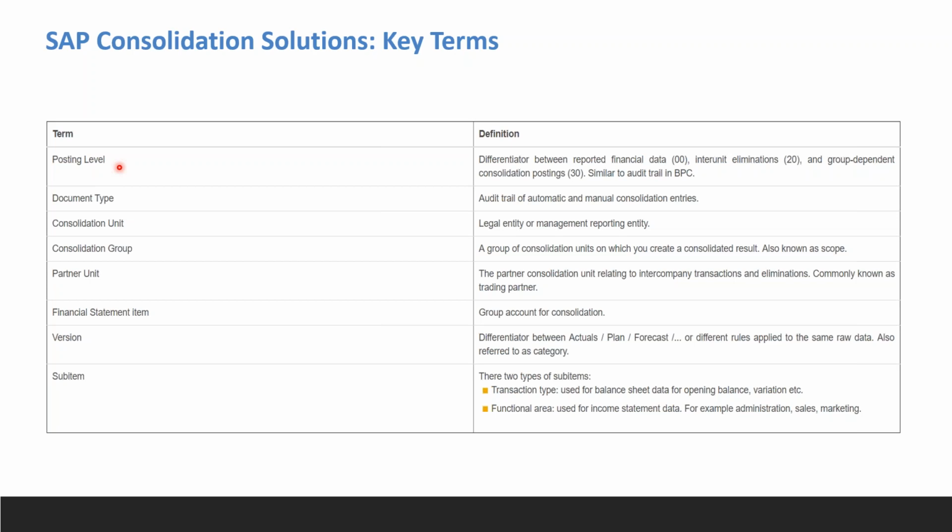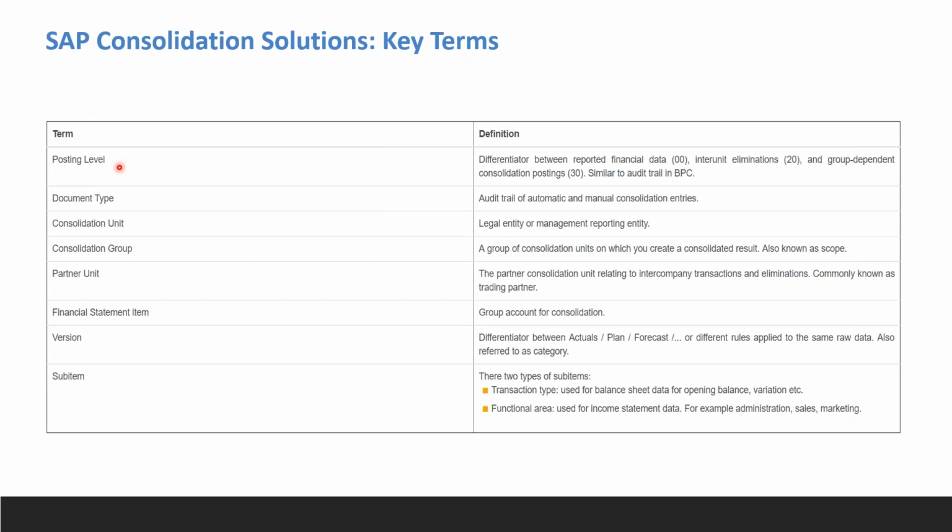And consolidation unit. The consolidation unit is a legal entity or management reporting entity, you can call it. In SAP Finance, we call it a company. In group reporting, we call it a consolidation unit. We define the company in OX15, define companies. Whatever company you define, the same thing we define as a consolidation unit, not the company code. So we are defining the company as a consolidation unit in group reporting.